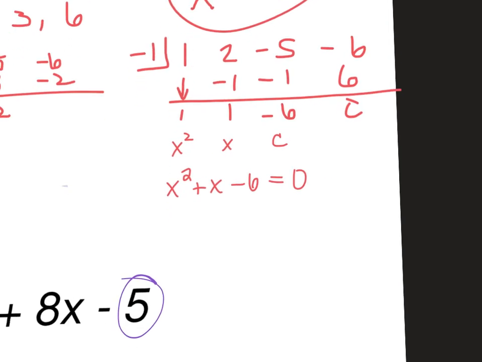Hopefully we don't have to use the quadratic formula. Let's see if this will factor nice and pretty. Are there factors of -6 that'll multiply to give me a -6 but add to give me 1?